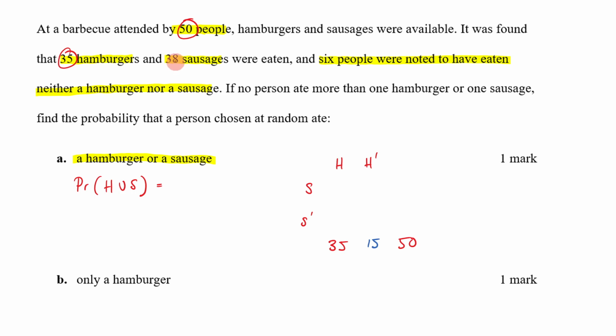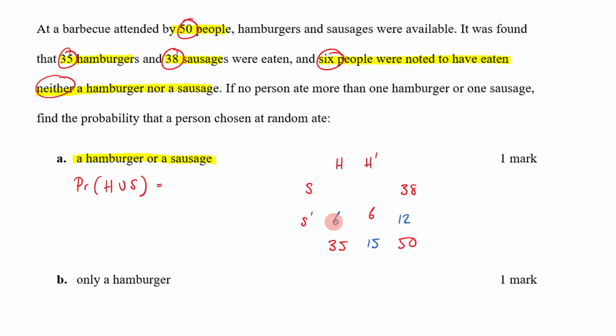What else am I told? I'm told that 38 people ate sausages. So that means here there should be 38. And then I can quickly figure out, well, that must mean 12 people didn't eat sausages. Then we keep on going. The next thing we are told is that 6 people had neither. So that means 6 goes there. And now I can just figure out everything else remaining.